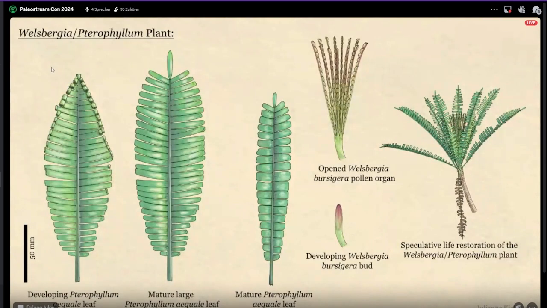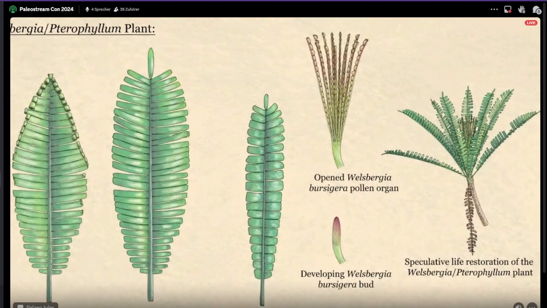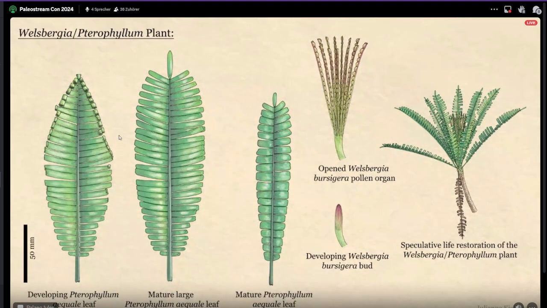Yeah, I didn't talk about the male organ because we don't actually have the male organ for this plant. But this was once thought to be it, but it's now known that Welsbergia was associated with pterophyllum leaves, which, again, is just an interesting thing. It was a different, closely related plant with a male organ which seems to be wind-pollinated, so wouldn't have had insect interactions.